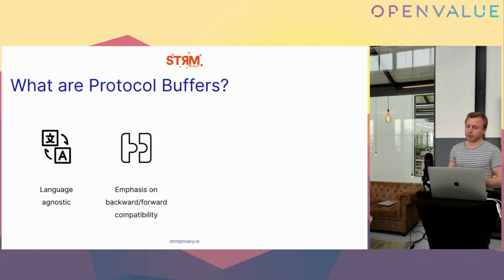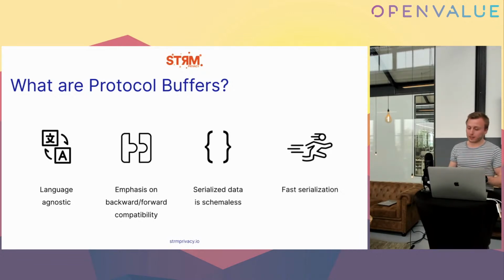Next to that, protocol buffers have a high emphasis on backward and forward compatibility. So this ensures that changes that you make are compatible with the current state. The serialized data that is transported over the wire doesn't include the schema, so it's only binary data, in comparison with JSON, where you send the entire schema every time you send a message. And the serialization is very fast.